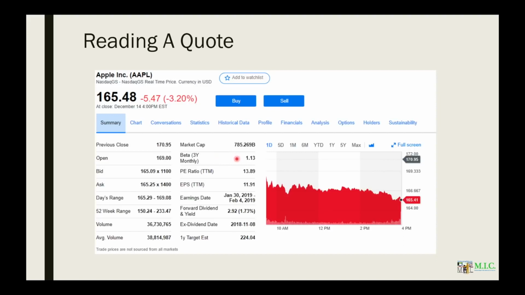Beta is also a measurement of volatility. The higher the beta, the more volatility this particular stock has on average. The lower the beta, the lower the volatility. PE ratio, price to earnings, EPS is earnings per share. This is the next earnings date that we expect from Apple, between January 30th and February 4th. Forward dividend and yield, ex-dividend date, and one-year target estimate.